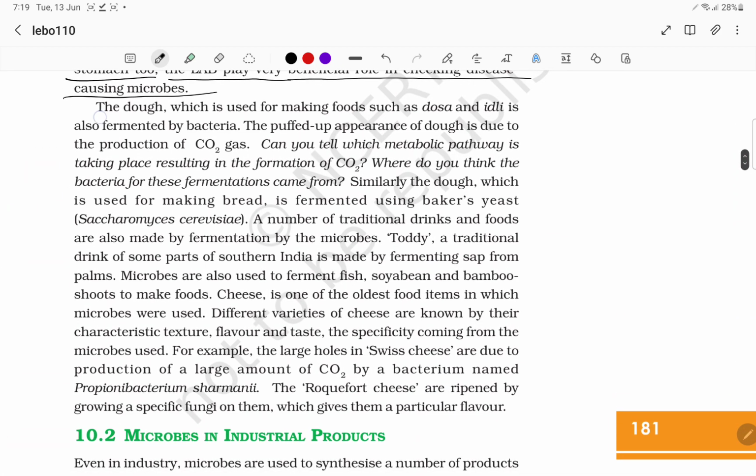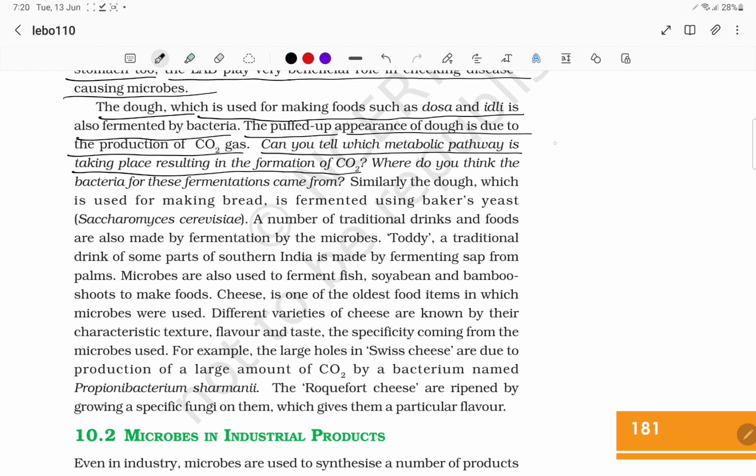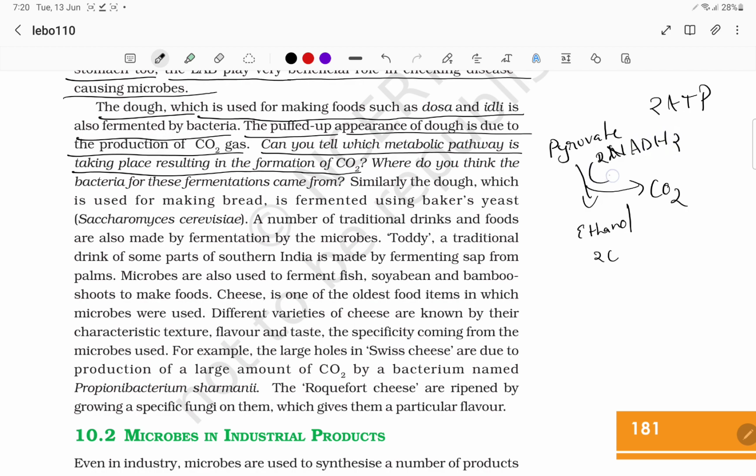The dough, which is used for making food such as dosa and idli, is also fermented by bacteria. The puffed-up appearance of the dough is due to the production of CO2 gas. Can you tell which metabolic pathway results in the formation of CO2? Anaerobic pathway. Pyruvate is converted to ethanol, which is 2 carbon, and carbon dioxide is released. This is the anaerobic pathway; only 2 ATP are generated, and utilization of 2 NADH2 gives rise to 2 NAD+.